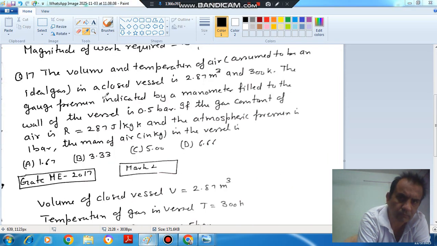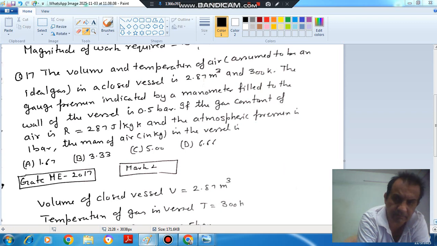Next question is question number 17. The volume and temperature of air, assumed to be an ideal gas, in a closed vessel are 2.87 meter cubed and 300 Kelvin. The gauge pressure indicated by a manometer fitted to the wall of the vessel is 0.5 bar. If the gas constant of air R is equal to 287 joule per kilogram per degree Kelvin, and the atmospheric pressure is 1 bar, the mass of air in the vessel is: option A 1.67, option B 3.33, option C 5.00, and option D 6.66.